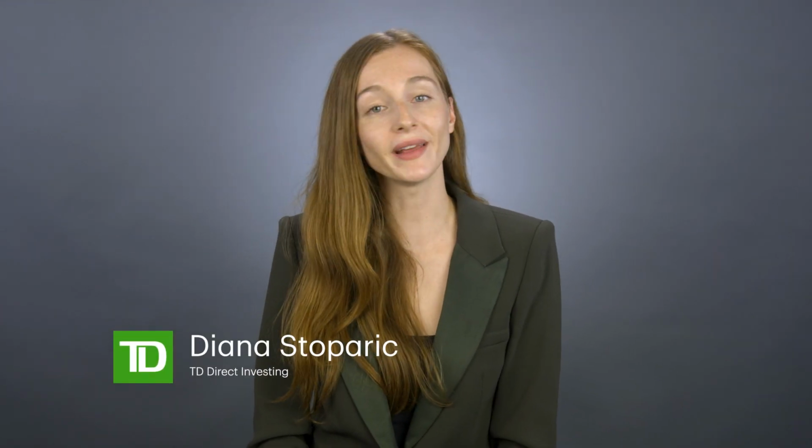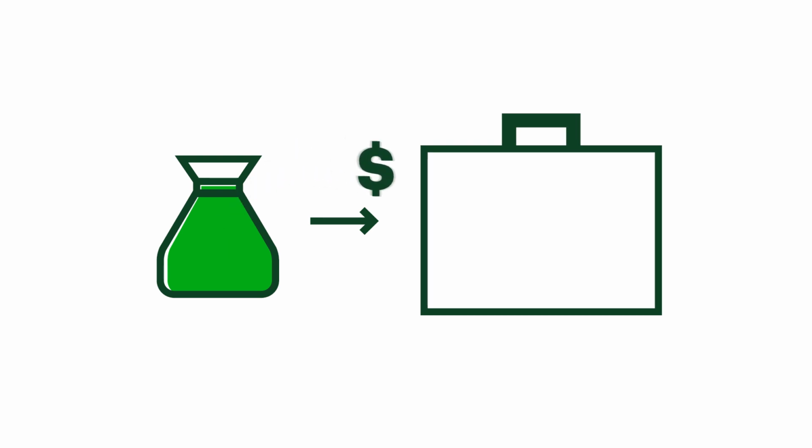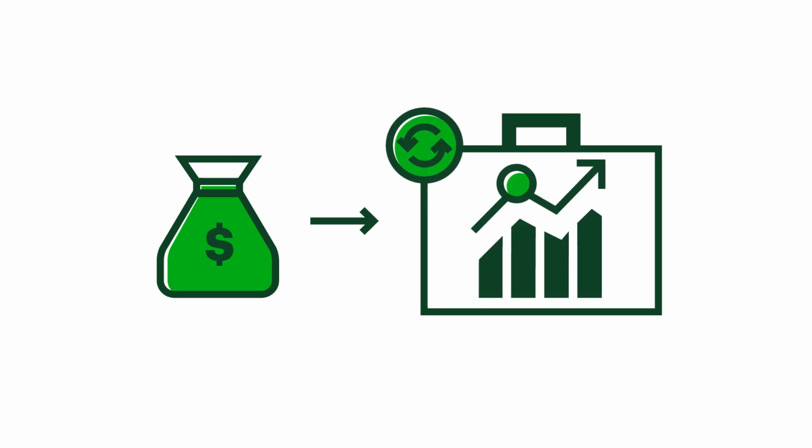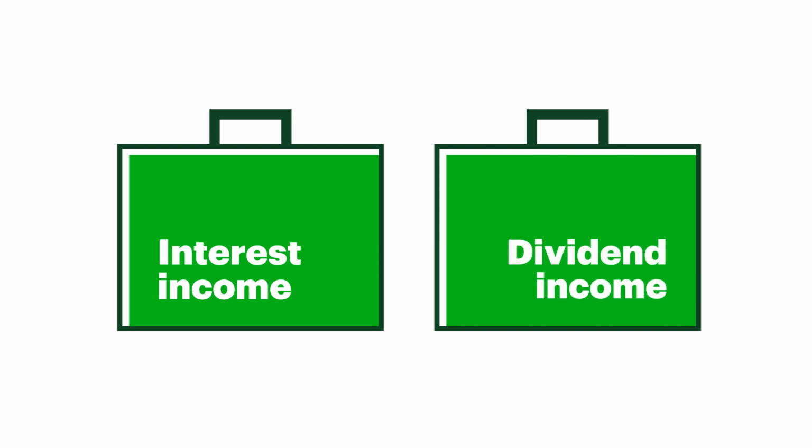There are a couple ways to make a potential profit from investing. One of them is by earning income. Income investing is a strategy that focuses on buying products that make periodic payments to the investor. These payments may be used as a source of income, or they can be reinvested to help your investments grow over time.